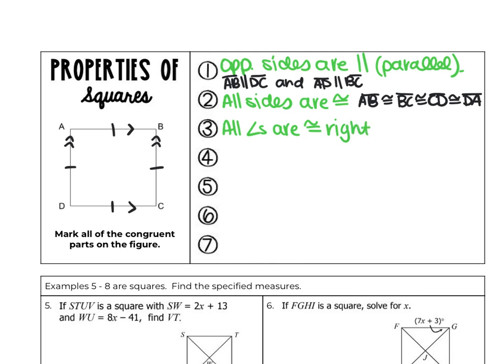And they're actually congruent right angles, meaning 90 degrees. So in this case, I'm just going to mark them on here with 90, but if I was writing that out, I could say angle A is congruent to angle B, congruent to angle C, congruent to angle D. Or I could say angle A is 90 degrees. Okay, so there's a little bit extra info there.